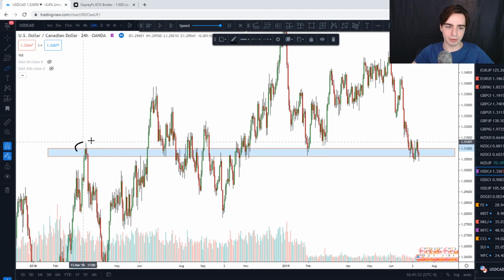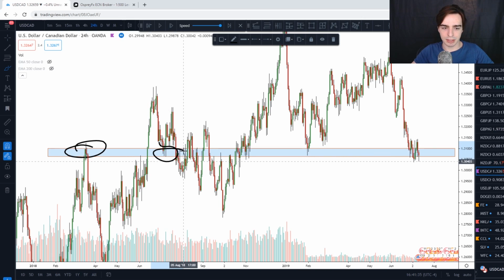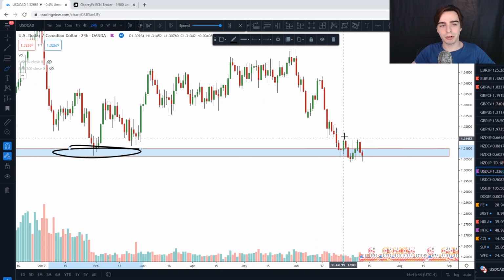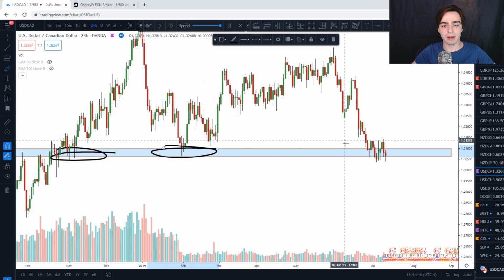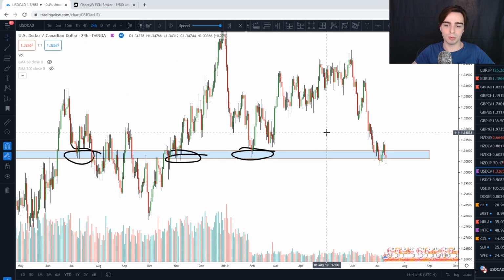It's also broken resistance, turned support, and then you can see buying happened right in here, buying happened right in here, buying happened right in there. So this is a strong level. So always look for strong levels on the daily chart. Now what you're going to want to do after you've identified a strong level of either support or resistance, this is going to be support, so we're going to be looking to buy in this zone.